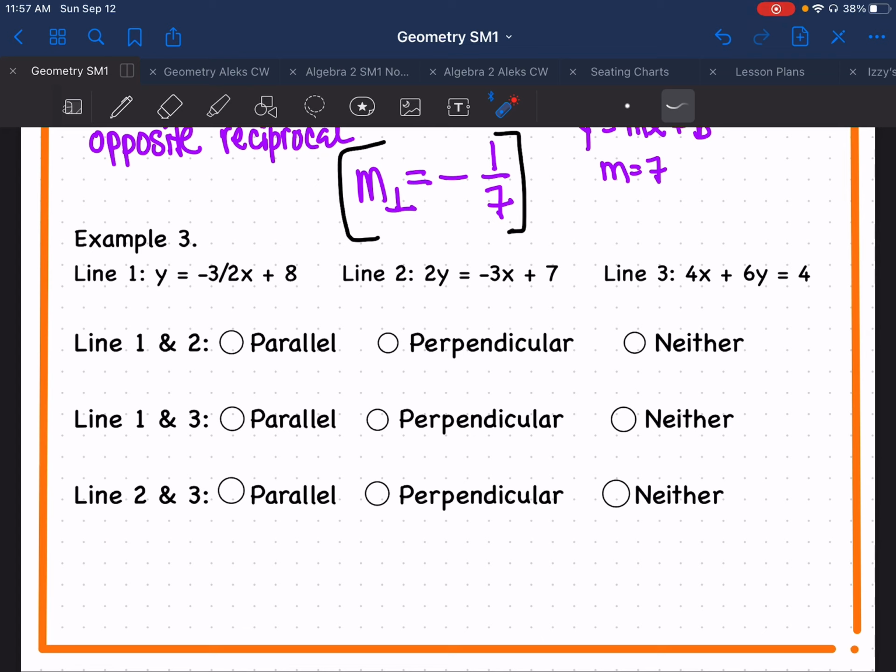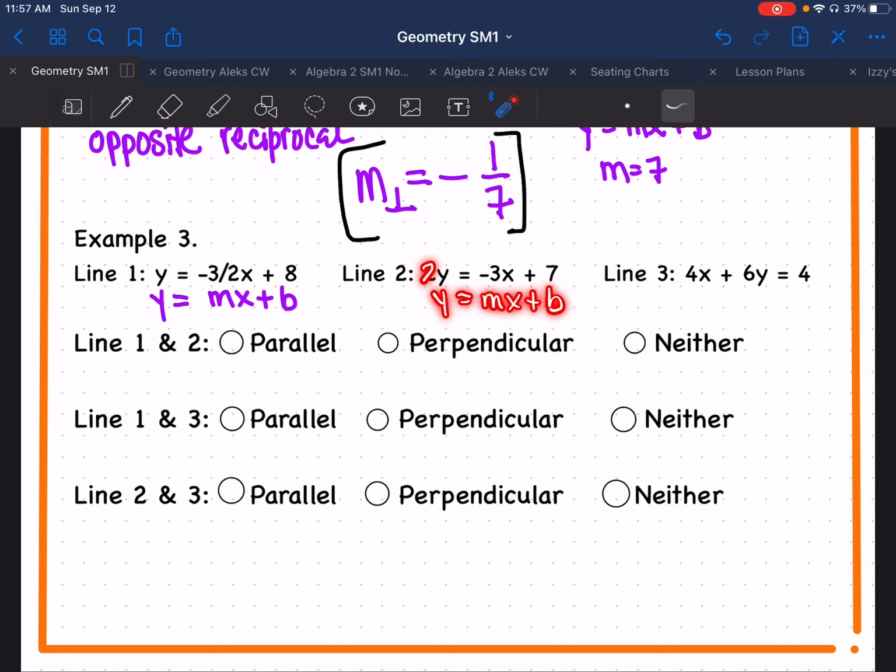Now, what I need to do is go through each one of my lines and find the slopes. I need to find the slope. So I'm going to go ahead and write y equals mx plus b underneath each one. Okay, that one's good. I have a problem with line 2. Line 2 is not in the proper form. Let me go ahead and write it.